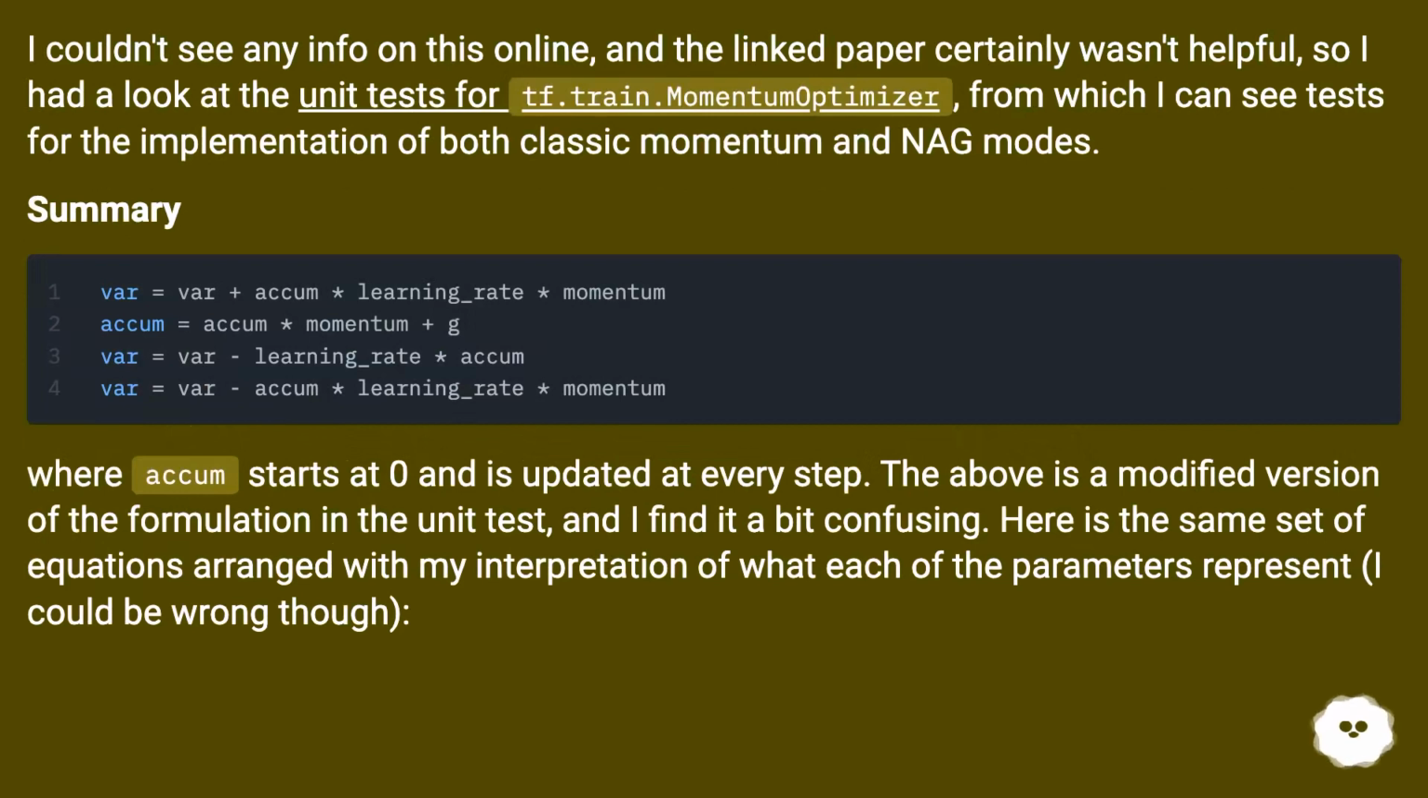I couldn't see any info on this online, and the linked paper certainly wasn't helpful, so I had a look at the unit tests for tf.train.MomentumOptimizer, from which I can see tests for the implementation of both classic momentum and NAG modes. Summary, where a_t starts at 0 and is updated at every step. The above is a modified version of the formulation in the unit test, and I find it a bit confusing. Here is the same set of equations arranged with my interpretation of what each of the parameters represent. I could be wrong though.